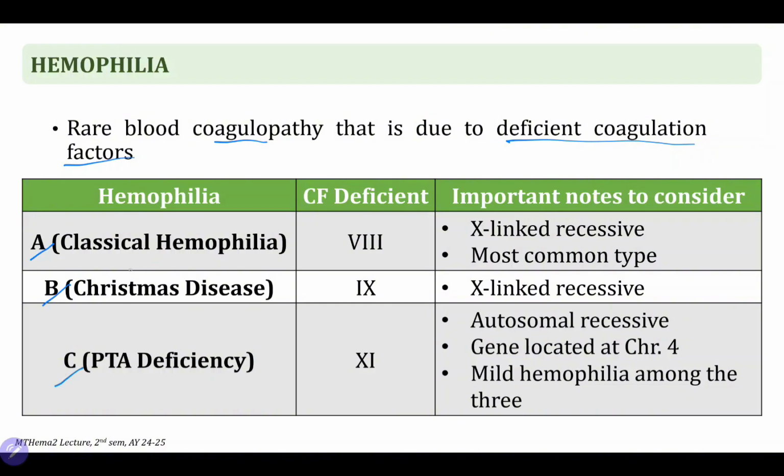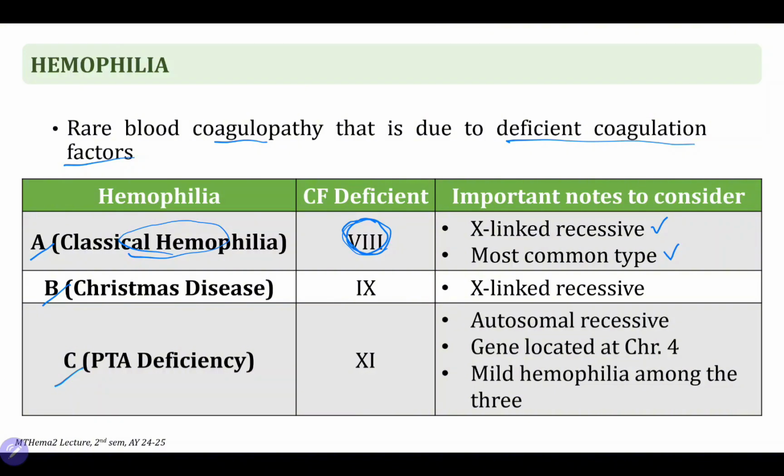For hemophilia A, this is also known as your classical hemophilia, and the factor deficient is factor 8. Okay, important notes to consider for factor 8 deficiency or classical hemophilia is that it has an inheritance pattern of X-linked recessive. And among the hemophilias, this is the most common type.